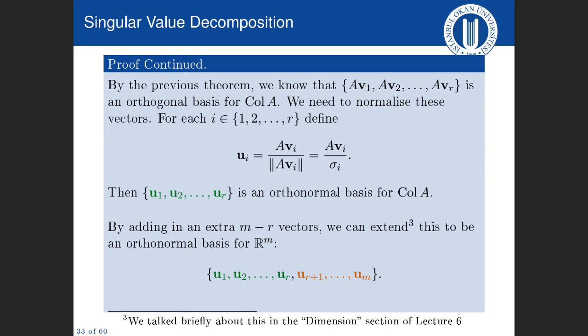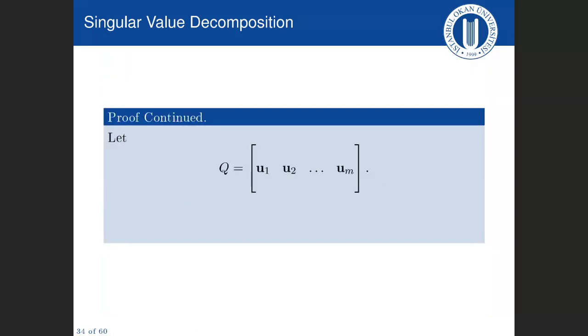Now, we haven't talked much about this before. We talked briefly about this in lecture six, but I didn't give as many details as perhaps I should. And then this is a mistake. This should be U. Then the matrix capital U is going to be the matrix where the first column is u1, the second column is u2, all of the way up to the mth column, which is um.